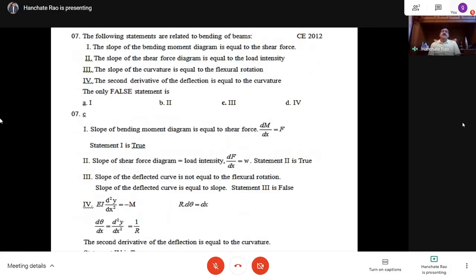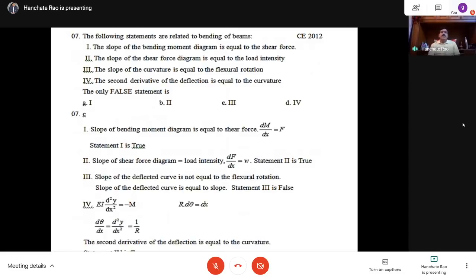The following statements are related to bending of beams. The slope of the bending moment diagram is equal to the shear force. The slope of the shear force diagram is equal to the load intensity. The slope of the curvature is equal to the flexural rotation. The second derivative of the deflection is equal to the curvature. Which one of the above statements is a false statement? That's what he is asking.